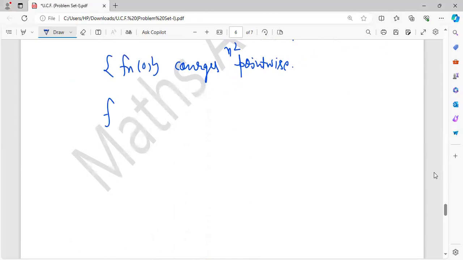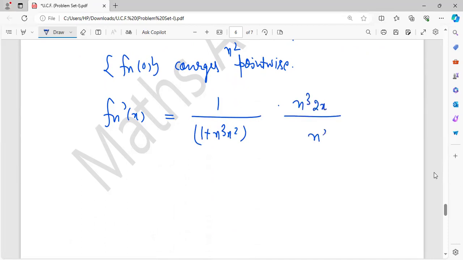The derivative f1 dash is equal to, what is this? 1 upon 1 plus n cube x square. Its derivative, n cube times 2x, and n square. So this is 2nx upon 1 plus n cube x square. Okay.